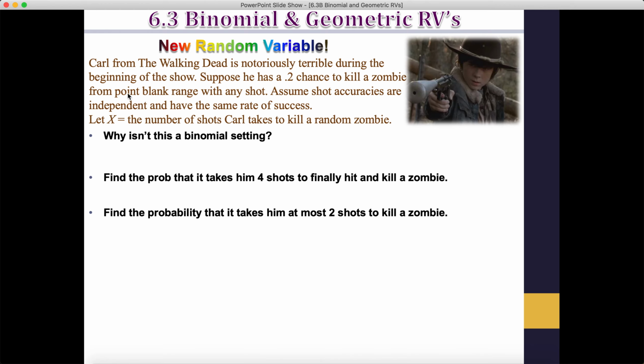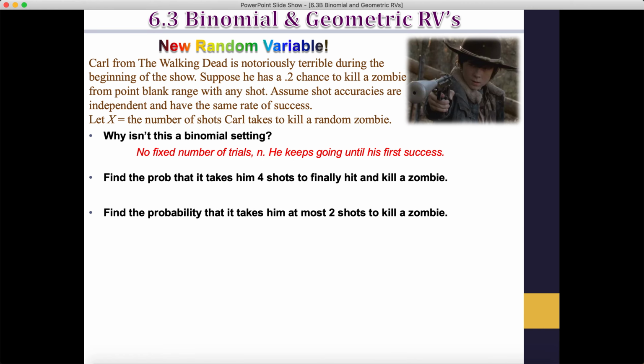Come on, Carl. Let X equal the number of shots Carl takes to kill some random zombie. So there's one coming at him, and he's just firing shot after shot after shot until he finally lands one that ends up killing the thing. So I'm defining that, the number of shots Carl takes to kill a random zombie, as X. Why isn't this a binomial setting? This is what you should be asking yourself.